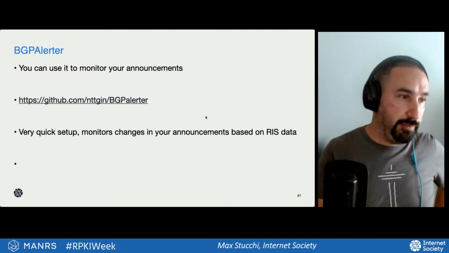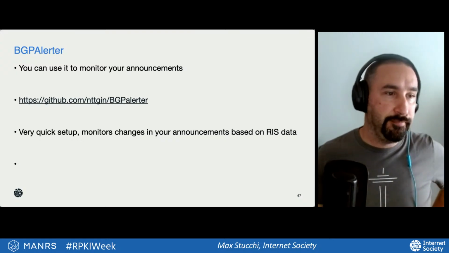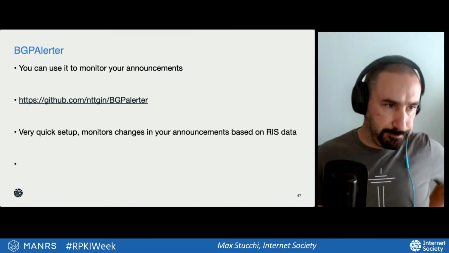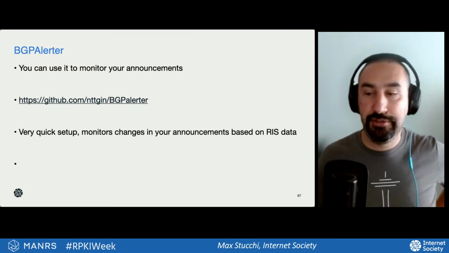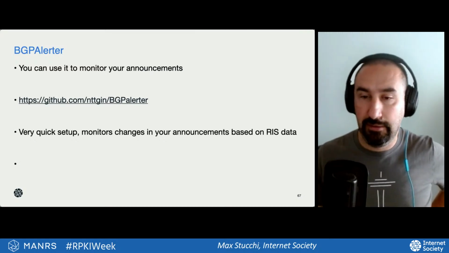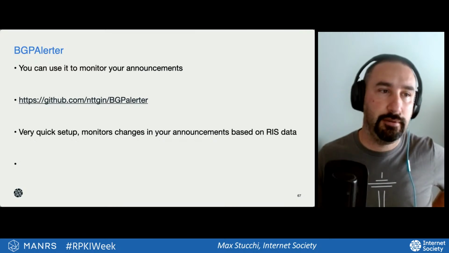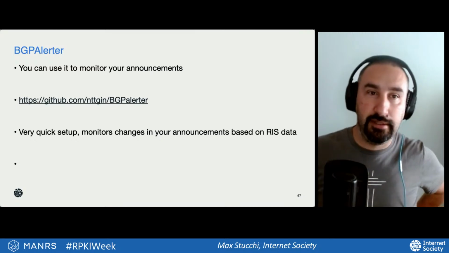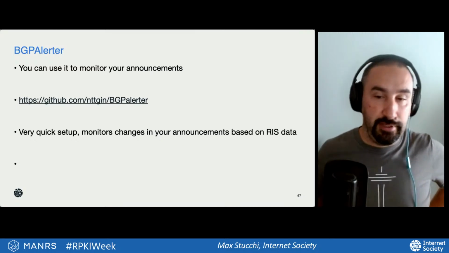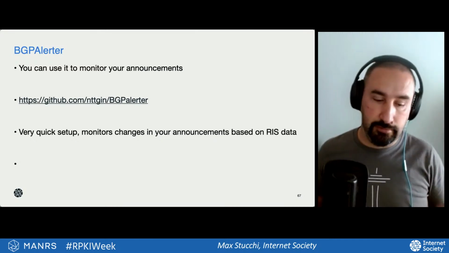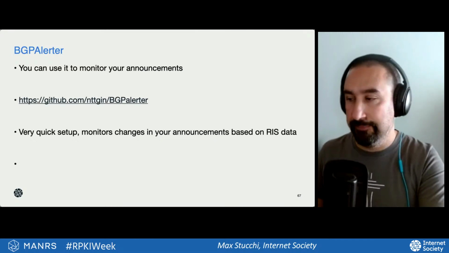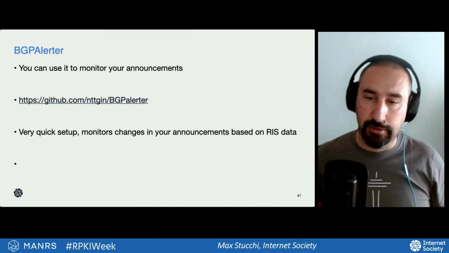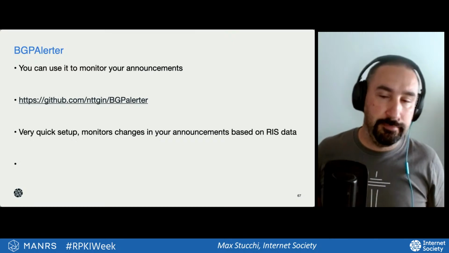Then BGP Alerter was also presented yesterday. It is a tool written in JavaScript, using Node, to monitor your BGP announcements. It can alert you if anything is changing in your BGP announcements, if anything is changing in your network, or if anyone is trying to hijack you. The setup is very quick. You download the pre-built binary, you just run it, it asks you questions about what you want to monitor exactly, and then it starts running.